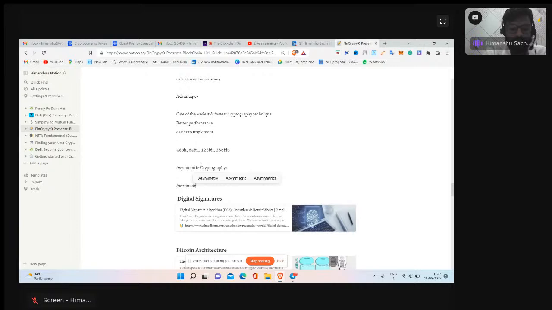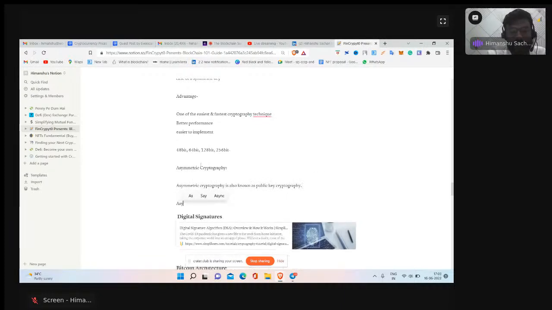Asymmetric cryptography is also known as public key cryptography. Symmetric key cryptography is known as private key cryptography. Asymmetric key cryptography is known as public key cryptography because it has a two key architecture. One key will be used for locking the message, and the other key will be used for unlocking the message.